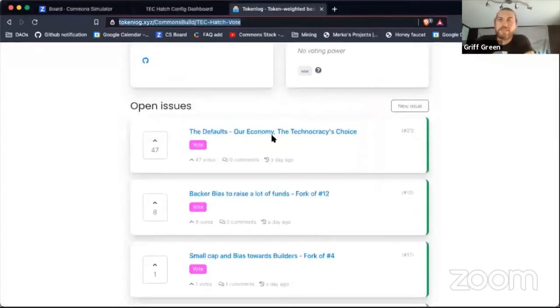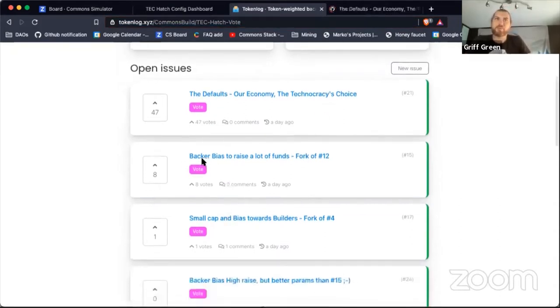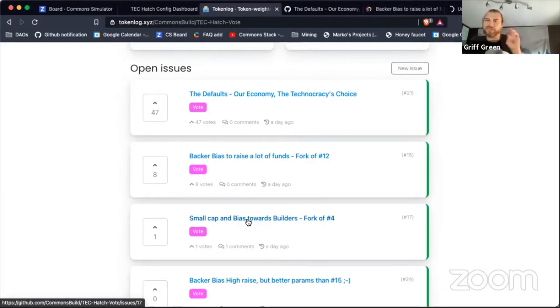So this is the defaults, our economy, the technocracy's choice. These are the default choices that vTor just decided to put in. And then we have a proposal with backer bias, so it's really geared towards people who put money in. And this is a small cap bias towards builders, so it's more focused on rewarding the people who have gotten us this far. And those are the top voted ones right now.